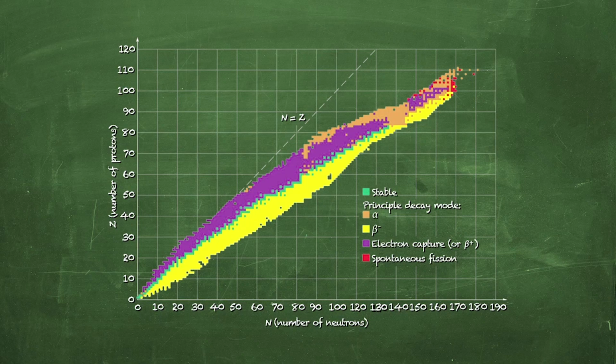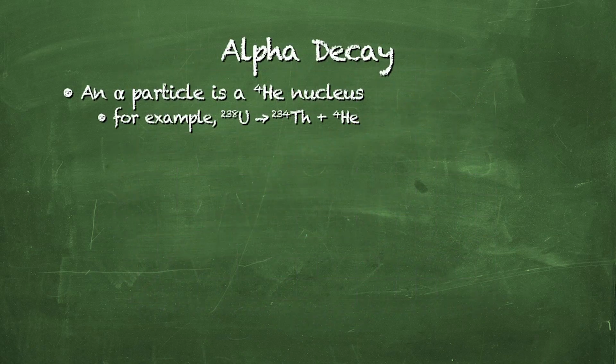First, let's talk about alpha decay. An alpha particle is a helium-4 nucleus, or 2 protons and 2 neutrons. Helium is element 2, so it has 2 protons, and the 4 means that you have 4 nucleons altogether, so that must be 2 protons and 2 neutrons. So as an example of alpha decay, let's consider uranium-238 decaying into thorium-234 plus helium-4, an alpha particle.